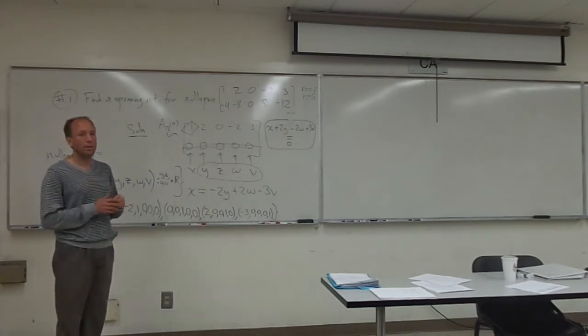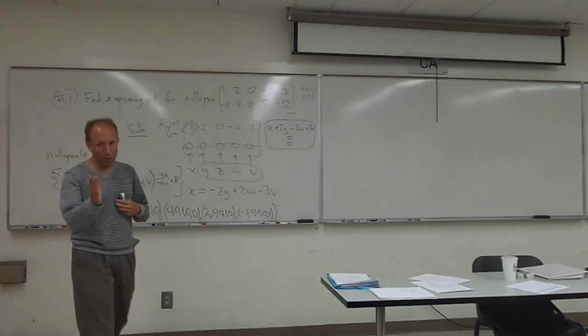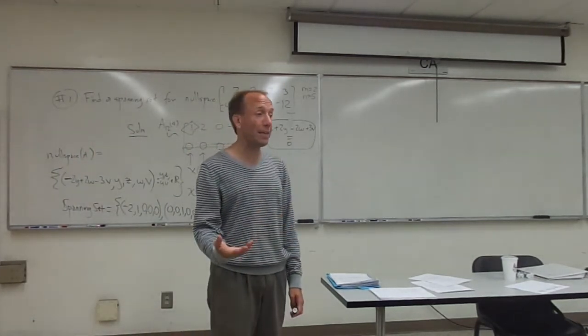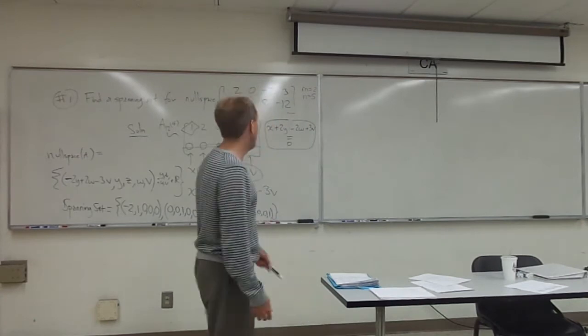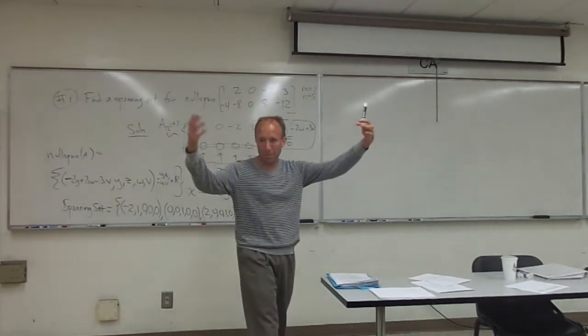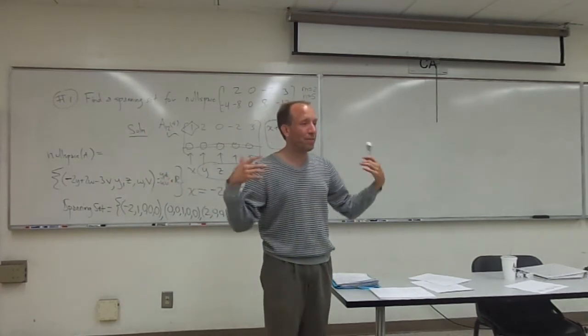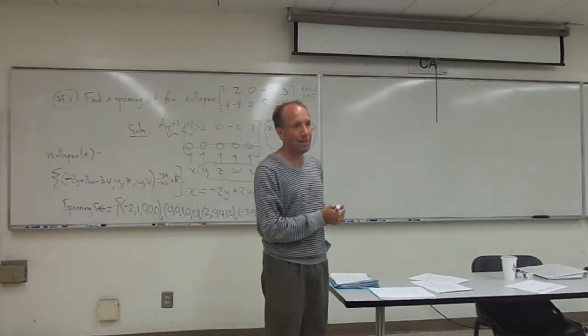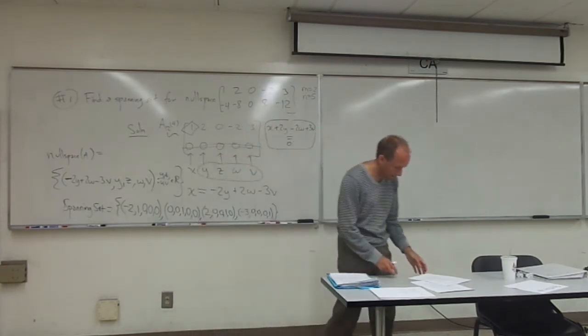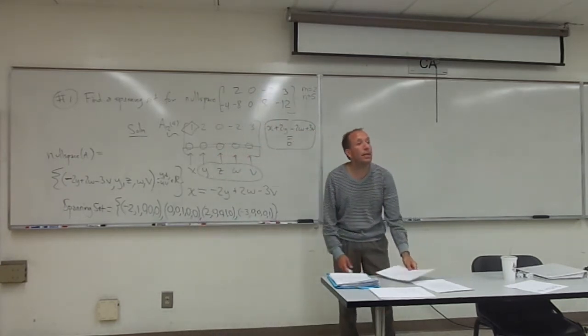The dimension of the null space is 4, so the nullity is 4. What's the rank of the matrix? 1. There's only one pivot. So 1 plus 4 is 5, which is n, the number of columns. That's the rank-nullity theorem. It's just another example of that. Makes sense? Yeah, go ahead, Curtis.